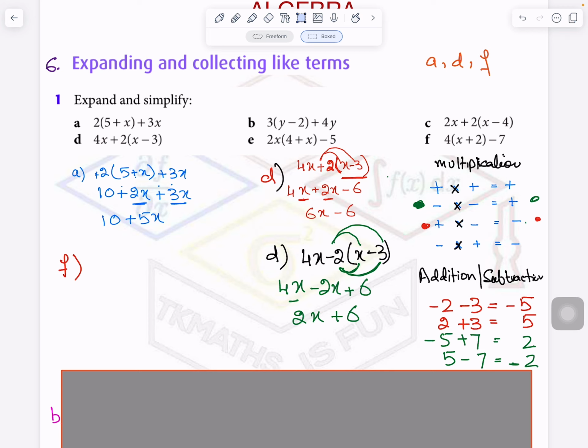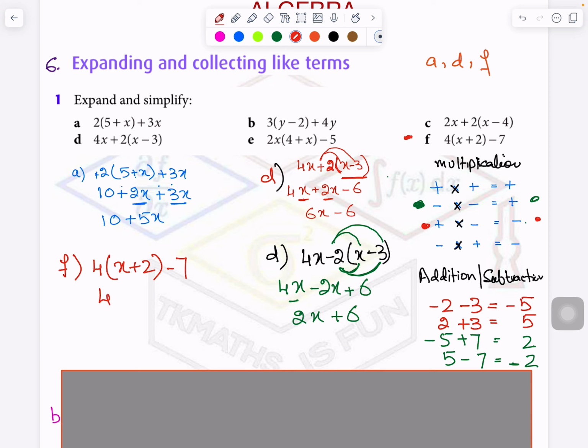Okay. So now part F is here. 4 bracket x plus 2 minus 7. So this 4 will multiply by the two terms inside the bracket.